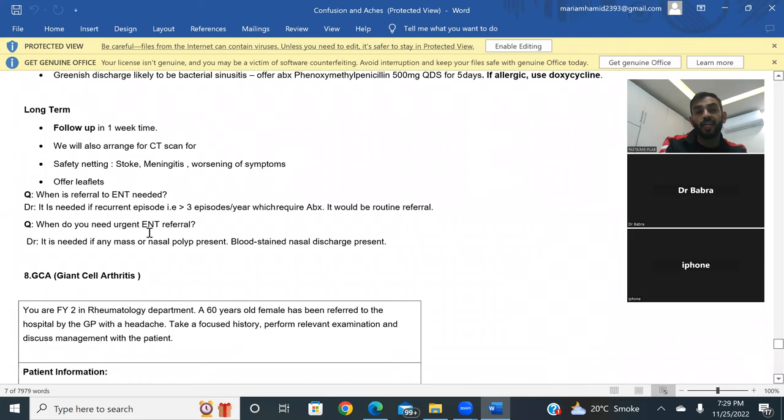When do you need ENT urgent referral? When a mass or polyp is present or blood stain. Similar to what I have talked about. If there is a red flag of cancer, you will be doing an urgent referral. What is urgent referral? 2 weeks. And what is routine referral? 6 weeks to 3 months.